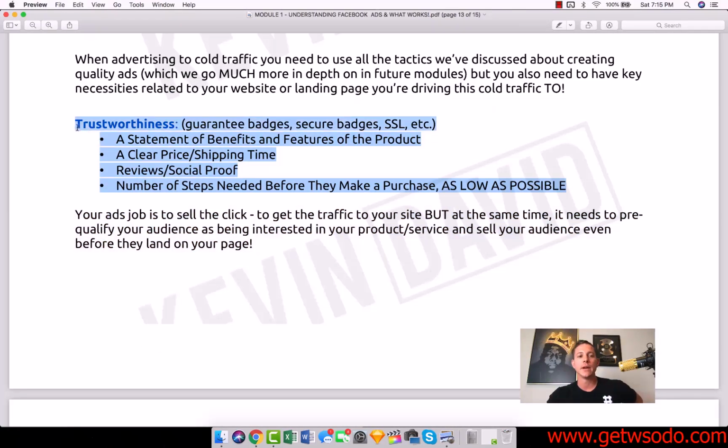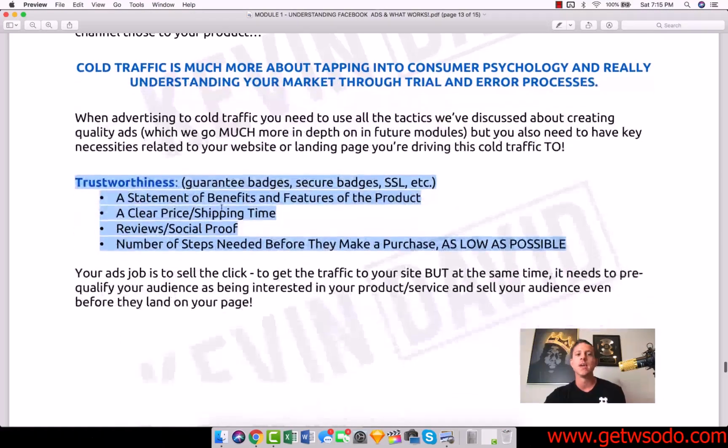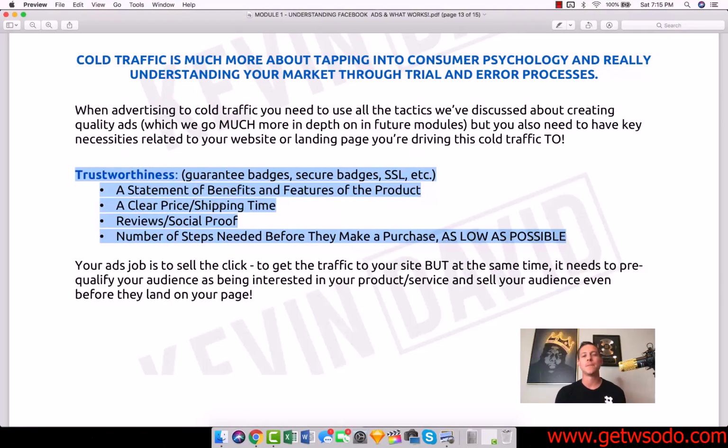Trustworthiness is a great example of something that you absolutely have to have when you're converting cold traffic. If somebody comes to your website and they see something that's not professional, or it doesn't have the basics, right? Use Amazon for example. Amazon is a great example. I mean, they already have the brand presence, but use popular Shopify stores like Kylie Jenner's Shopify store, for example.